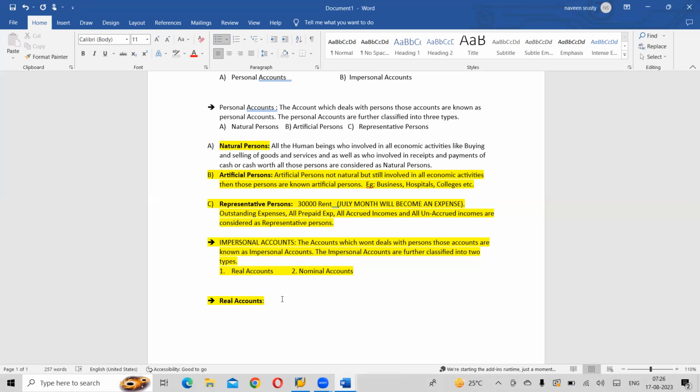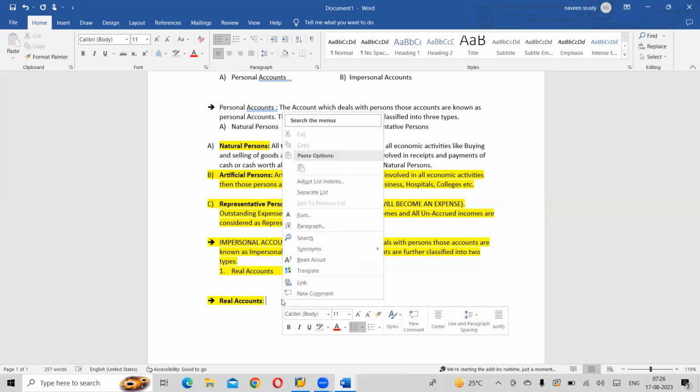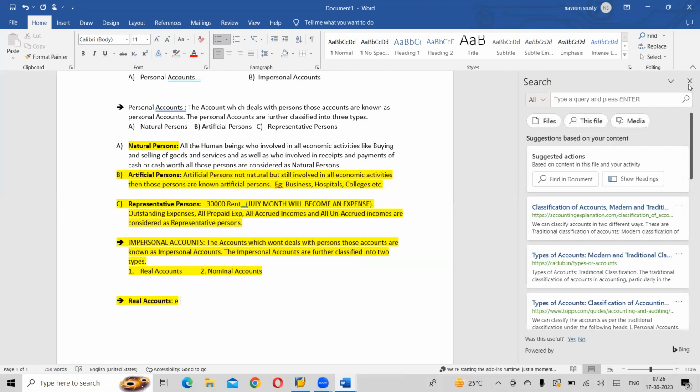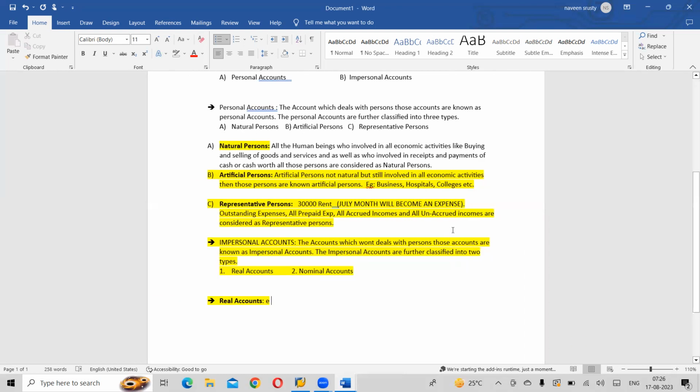Okay, so real accounts, as you said. Somebody has given the answer. The accounts which deal with business assets, the accounts which deal with business assets, those accounts are known as real accounts.